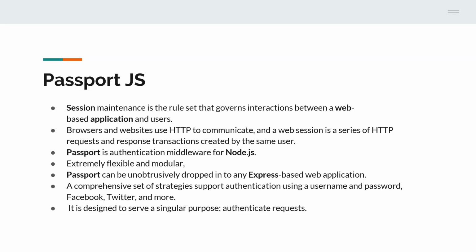Passport is authentication middleware for Node.js. It is extremely flexible and modular. Passport can be unobtrusively dropped into any kind of Express-based web application, and that was one of the reasons we chose Passport.js. A comprehensive set of strategies supports authentication using a username and password, Facebook, Twitter, and more. It is designed to serve a singular purpose: authenticate requests.